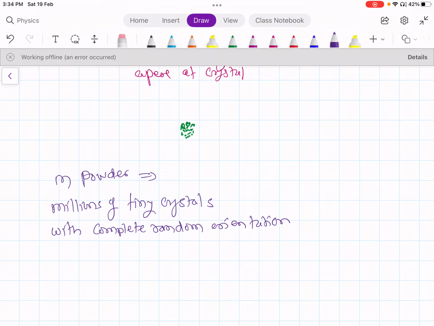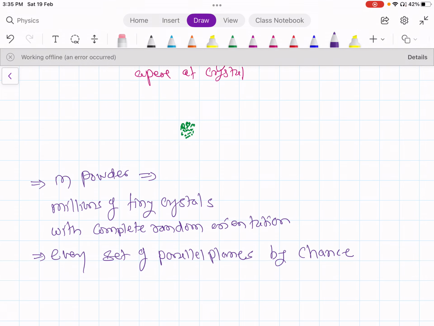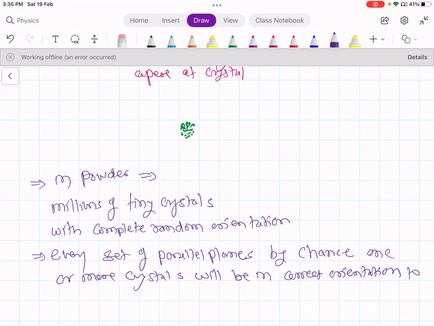And because of that, for every set of parallel plane, by chance, one or more crystals will be in correct orientation to satisfy Bragg's law in every direction. Let me explain this.